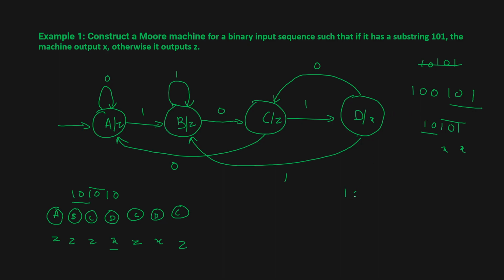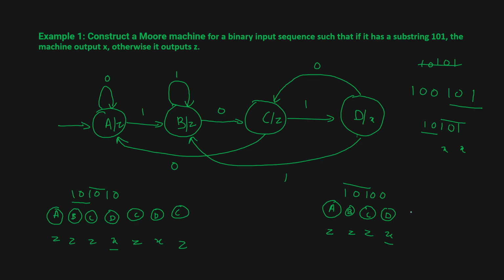Let's say 1 0 1 0 0. So let's say you're in state A in the beginning, starting state A, and the output over here is Z. Then you get input 1, you go to state B. Over here the output is again Z. Then you get 0, you go to state C, the output is Z. Correct. Then you get 1, you go to state D and the output is X. So you have encountered 1 0 1, you got the output X.